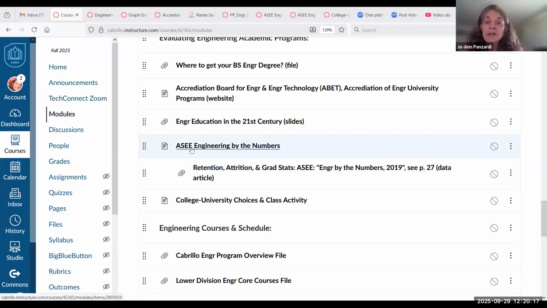So there are many technical societies out there, right? ASCE, civil engineers, ASME, mechanical engineers, IEEE, Institute of Electrical and Electronic Engineers. There's AIAA, American Institute of Aeronautics and Astronautics. There's a bunch of technical societies.